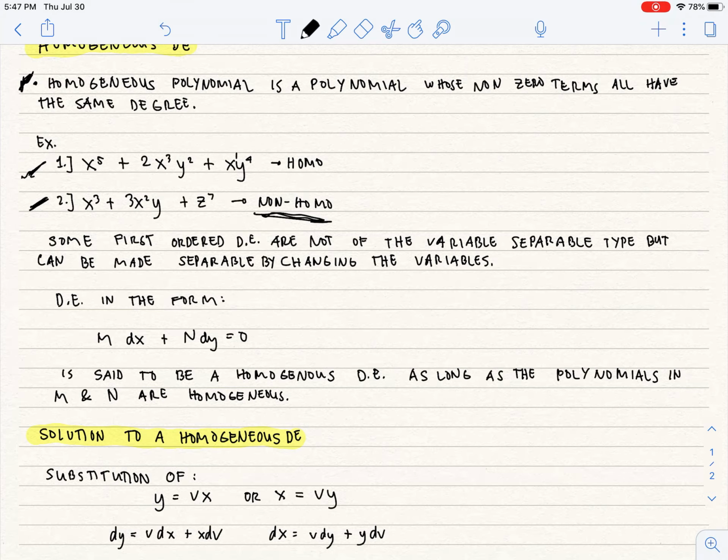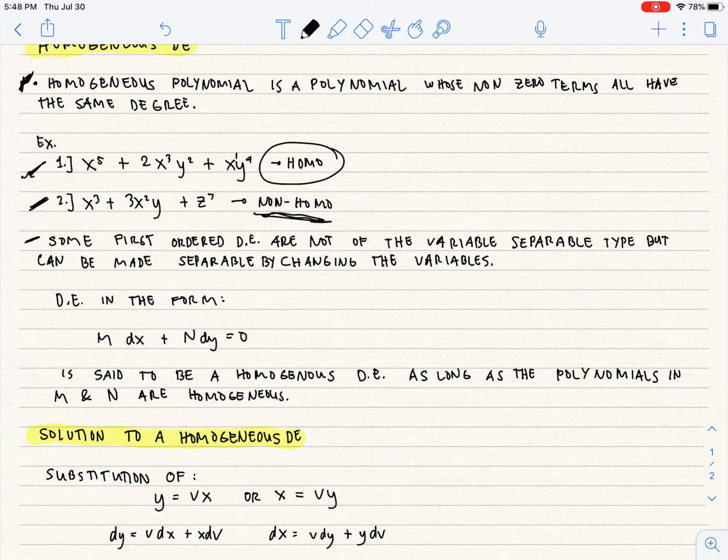So in this topic, we're just going to deal with differential equations that are homogeneous in nature. Okay, so next one. Some first order DE are not of the variable separable type but can be made separable by changing the variables.